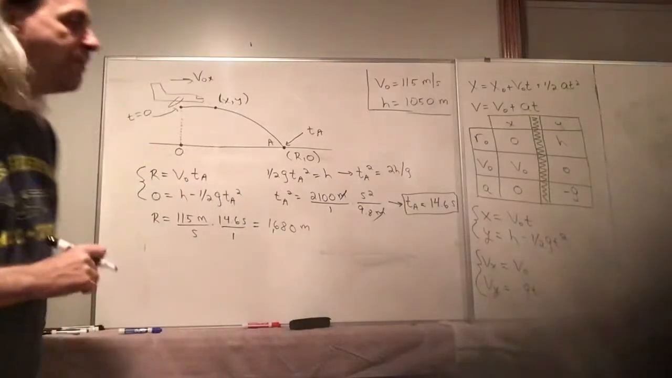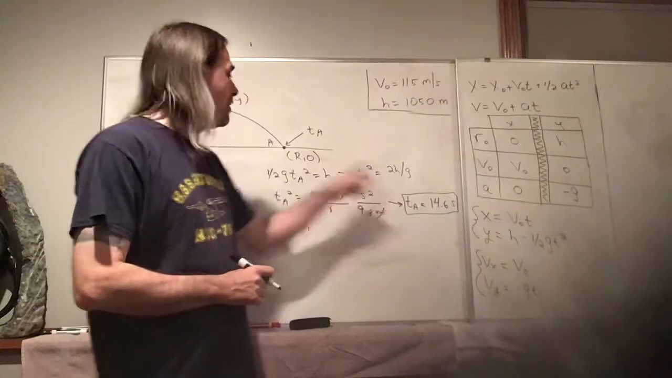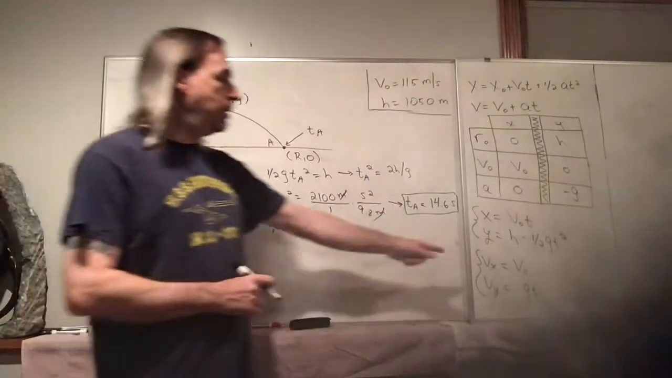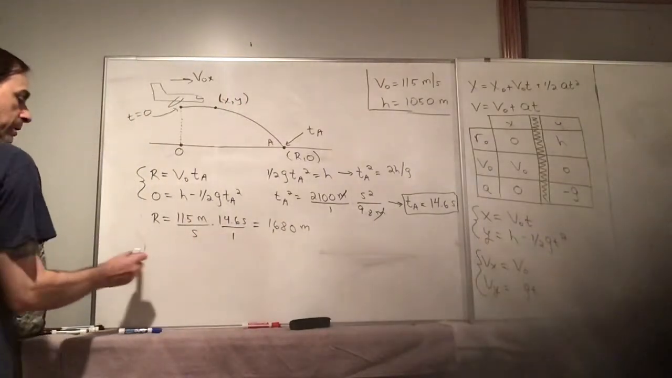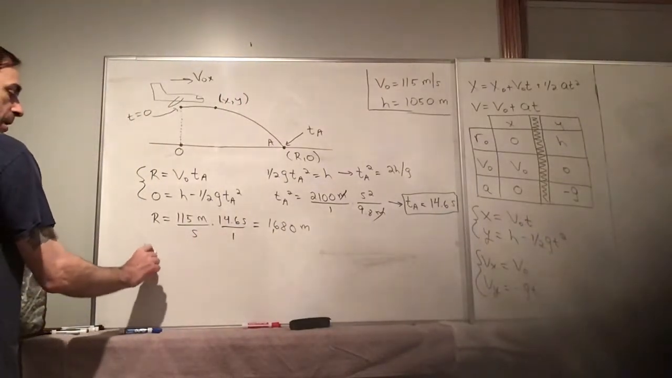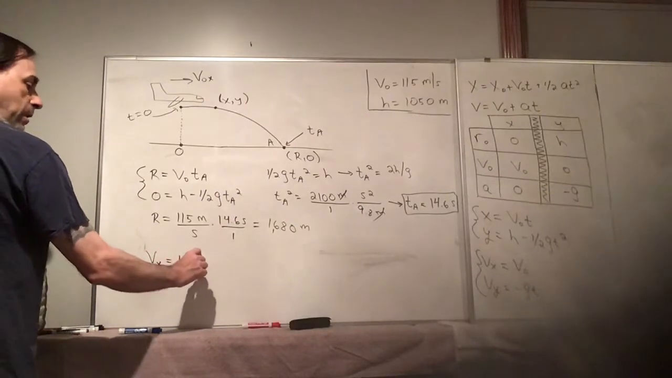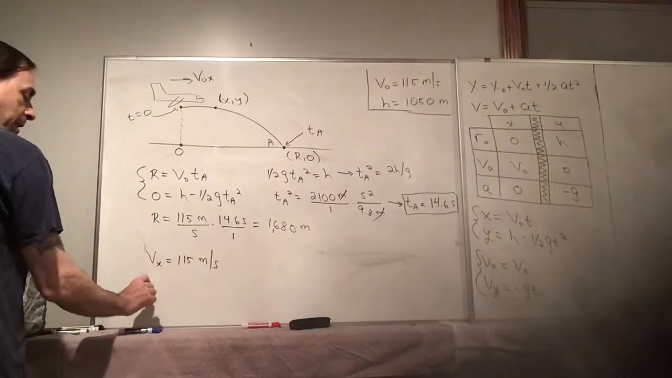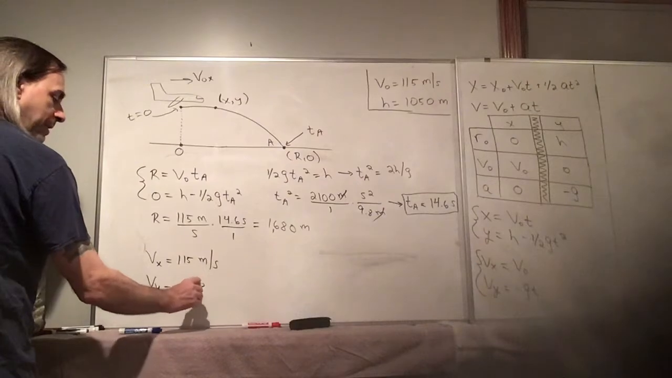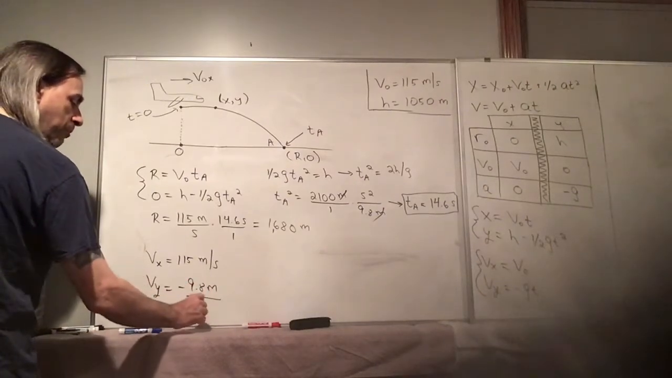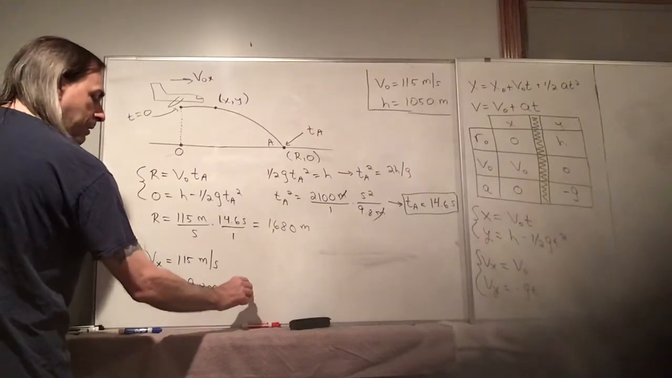But I also want to look at velocity. And again, that's going to be kind of trivial because we know the time that it's going to hit the ground. So, well, this is going to be easy. Vx is equal to, so again, this is at point A, Vx is just equal to v naught, which is 115 meters per second. And Vy is going to be minus g, so minus 9.8 meters per second squared, times 14.6 seconds.